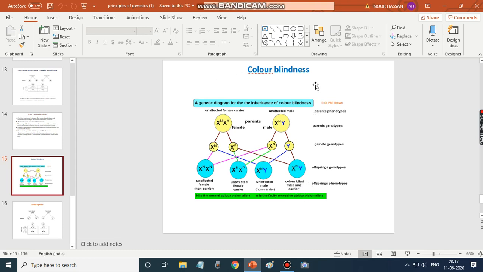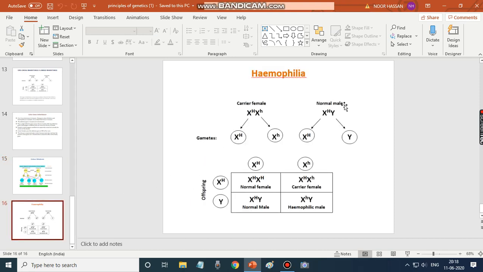So this is about color blindness. In any combination you can get this: instead of a carrier female and a normal male, you can change it into a normal female and an affected male, like that. Anything you can, and accordingly you will get the offspring as per that ratio. So this is the last slide. This is again repeated about hemophilia, so you can go through.